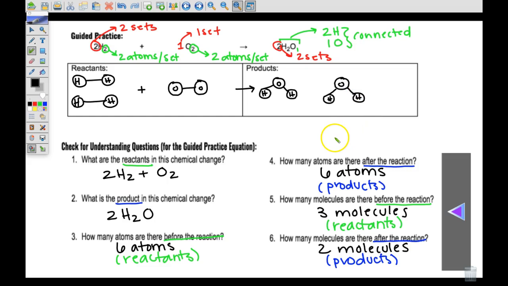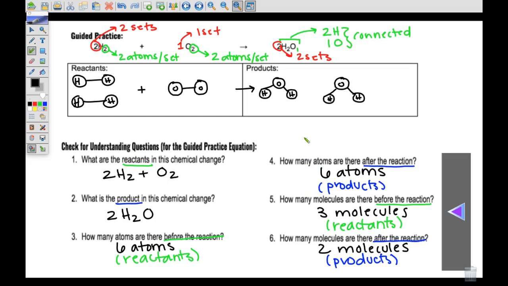Just like on the front side of the sheet, we talked about how mass comes from atoms, so that's what's being conserved, or not changing, not the molecules. I can have 3 molecules on the left and only 2 molecules on the right because the number of atoms stays the same.